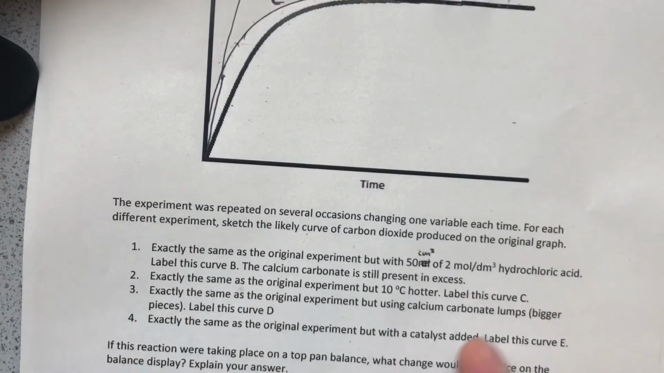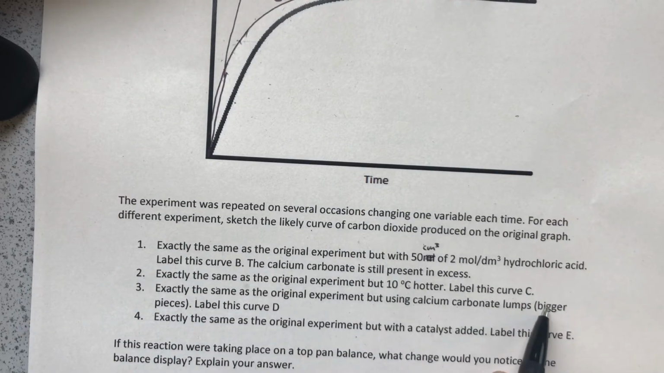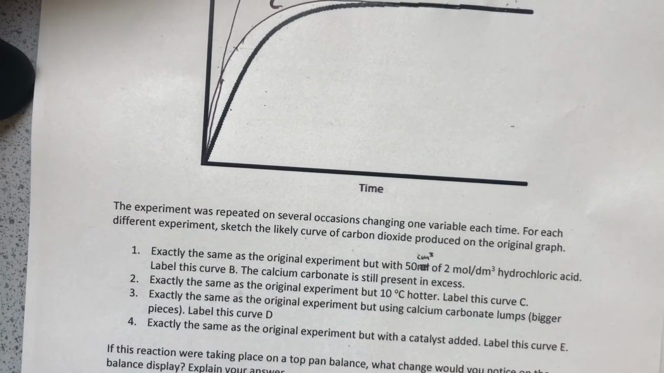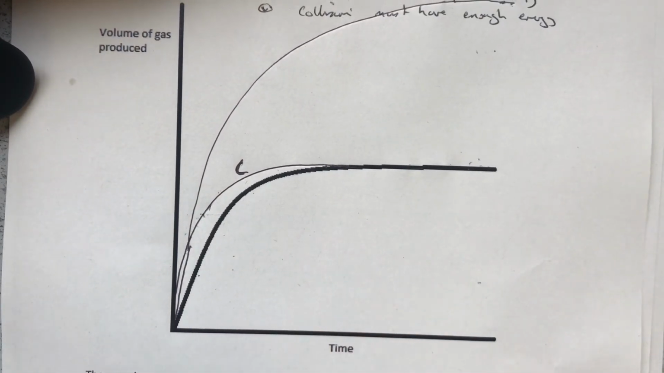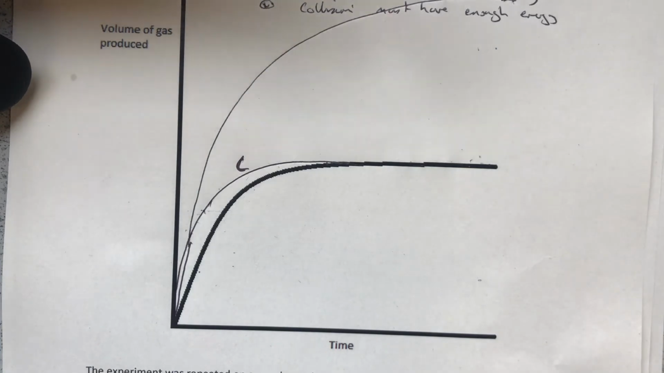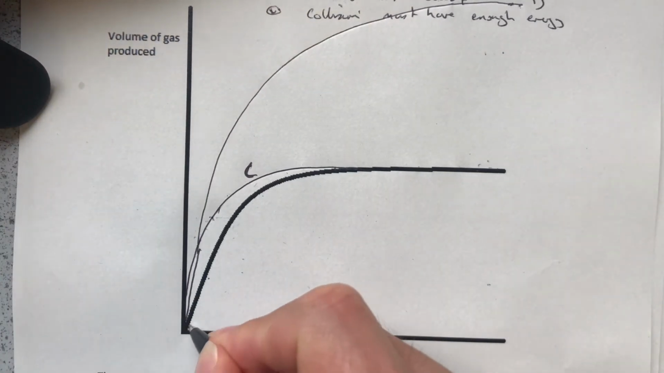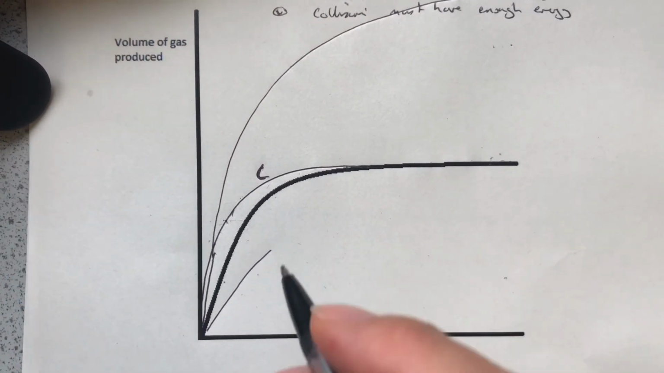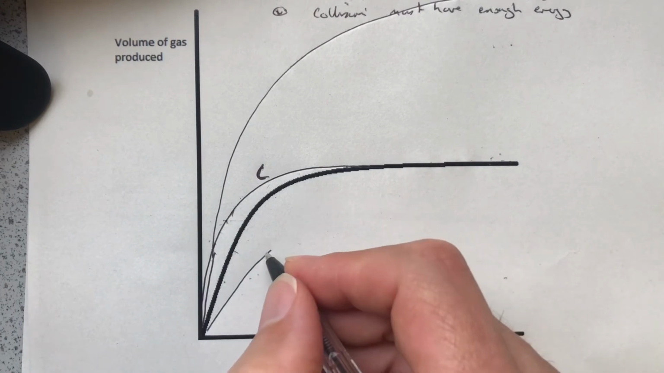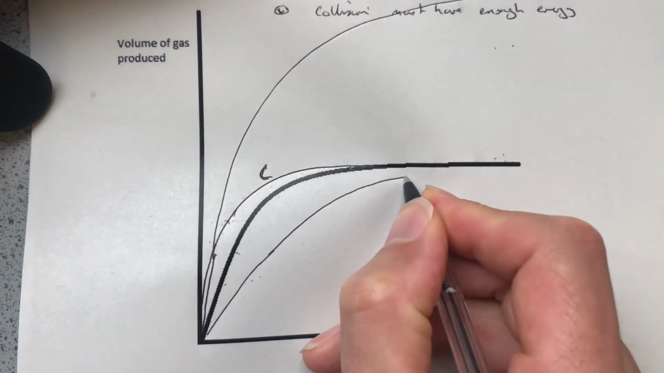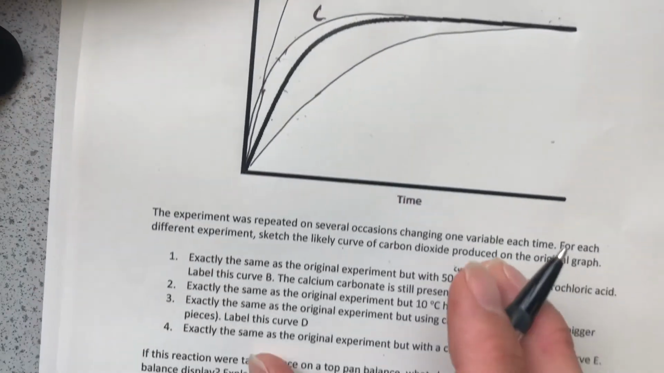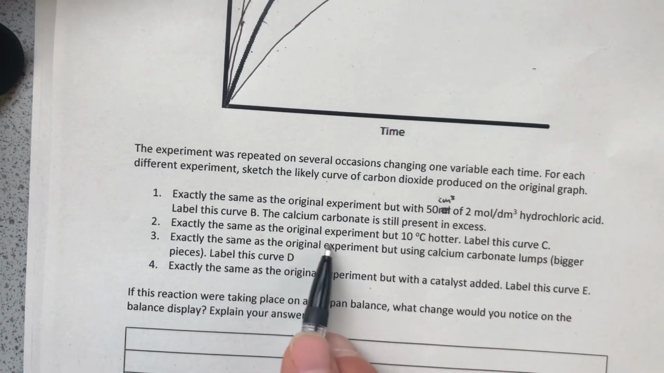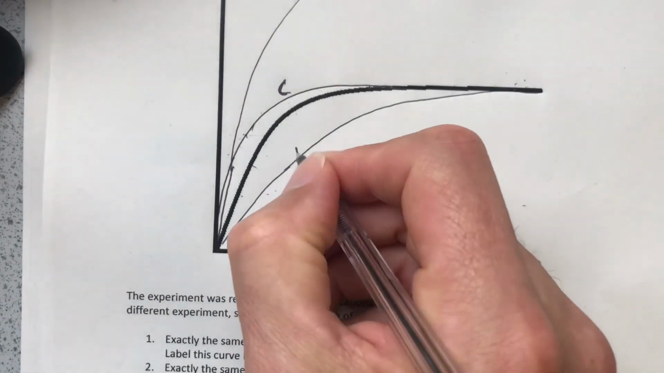Now, what did we use? We used lumps, bigger pieces. Well, bigger pieces is a smaller surface area. So if it's got a smaller surface area, there's less room for collisions to occur on. So that's going to make it slower. So we've got less collisions, therefore slower. And it's going to finish at the same point, so it's going to take longer to get there. Okay, and what are we labeling that one? We did D. That one's D.